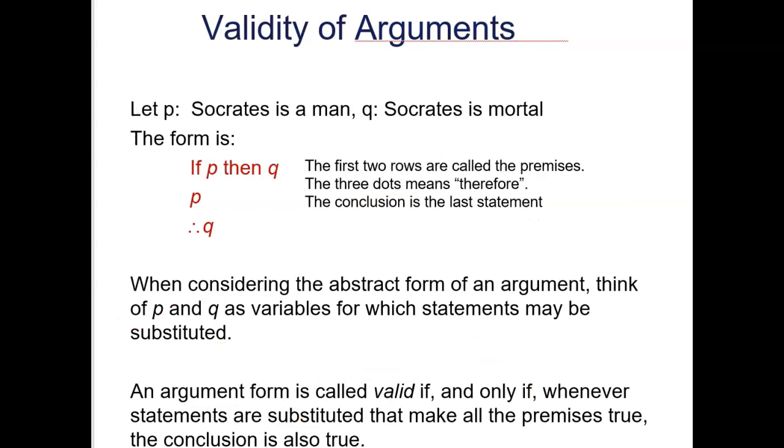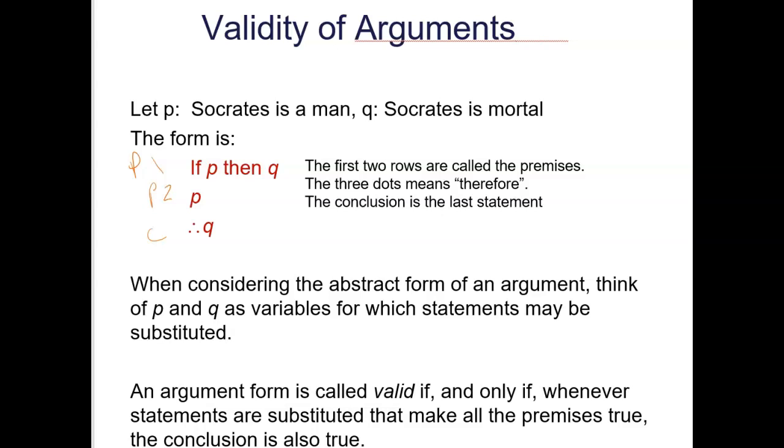So here is our form. Our two premises are here. I guess I can label them P1, P2. And this final thing here is the conclusion. So this is only about the form. You label your statements: P is Socrates is a man, Q is Socrates is mortal. You say if P, then Q; P; and then you conclude Q.